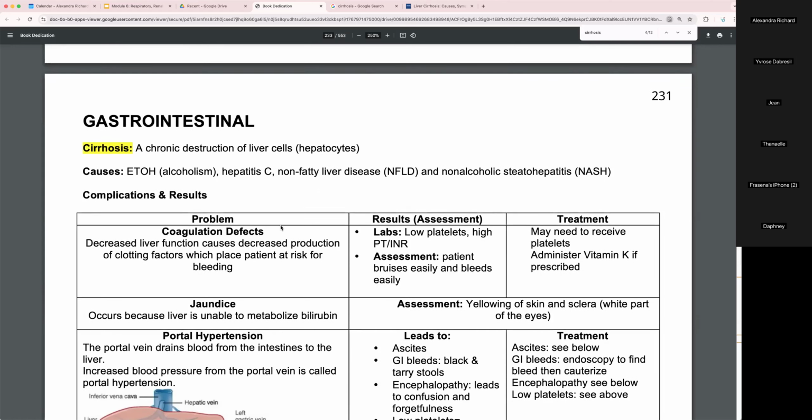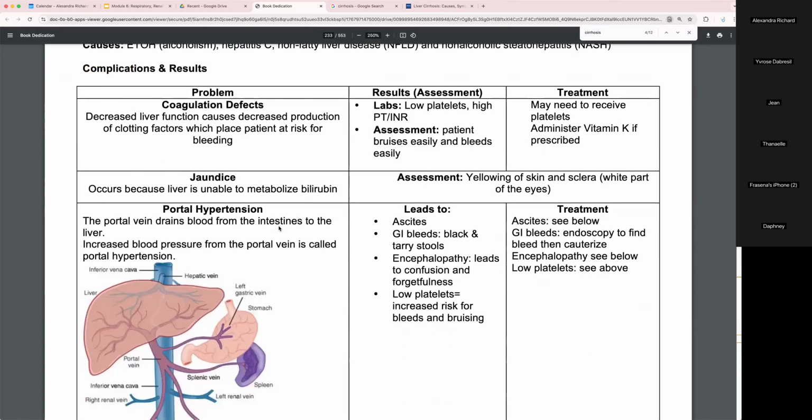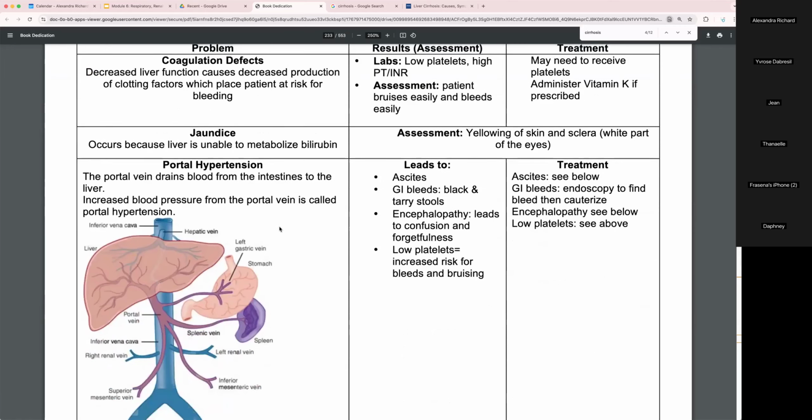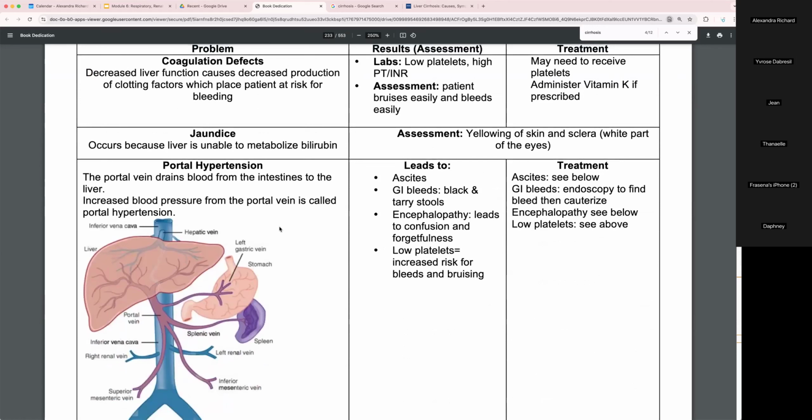So, what are the complications of cirrhosis that you should understand for NCLEX? Because remember, NCLEX is all about can you keep this patient safe? So, for cirrhosis, you have to know what you are keeping them safe from. What is the problem? The number one problem here is that remember, your liver makes your clotting factors. Write that down. The liver makes the clotting factors.